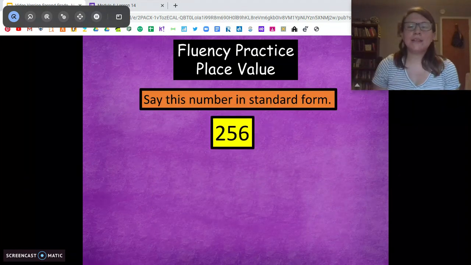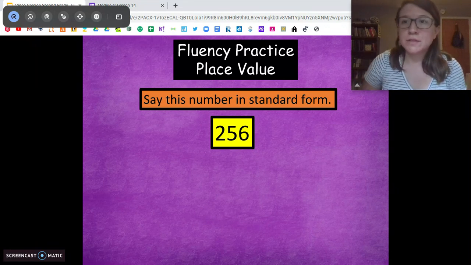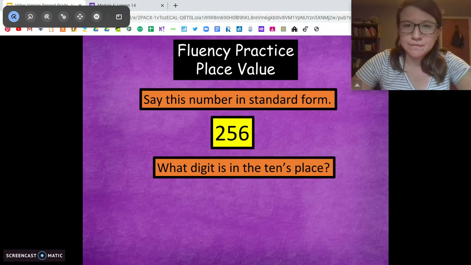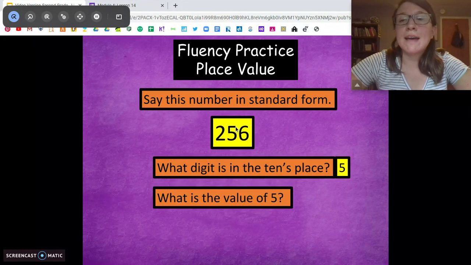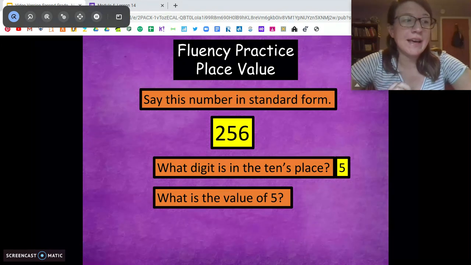Tell me this number in standard form. Good. 256. What digit is in the tens place? 5. And what's that value? If it's in the tens place, a 5 in the tens place has a value of what?